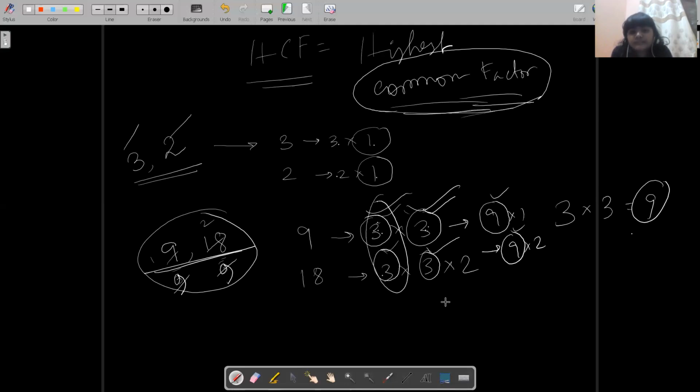But between these 3 and 9, which one is the highest? 9 is the highest. 9 is the bigger number. We'll take 9 then. So 9 is the highest common factor of 9 and 18. What is the mechanical way of doing that?